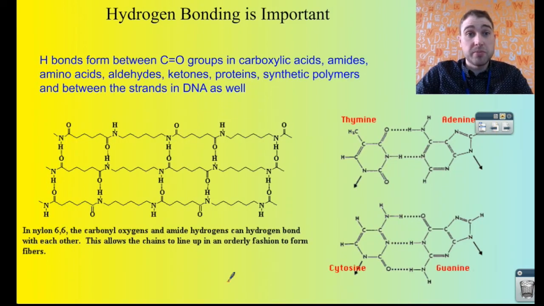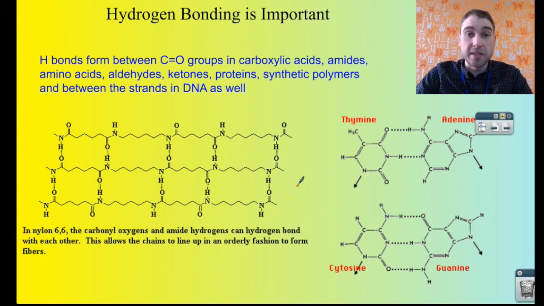You can also form hydrogen bonds between a hydrogen and the carbon double bond oxygen groups in carboxylic acids, amides, amino acids, aldehydes, ketones, proteins, synthetic polymers, and between DNA as well. So if we have a look at this, here we have an amide group in one protein strand. We've got a C double bond O here, and we're getting hydrogen bonding between that and a nitrogen-hydrogen bond from the next nylon molecule, over here. So we're getting attraction between the amide groups from one strand to another, and that holds the nylon together.